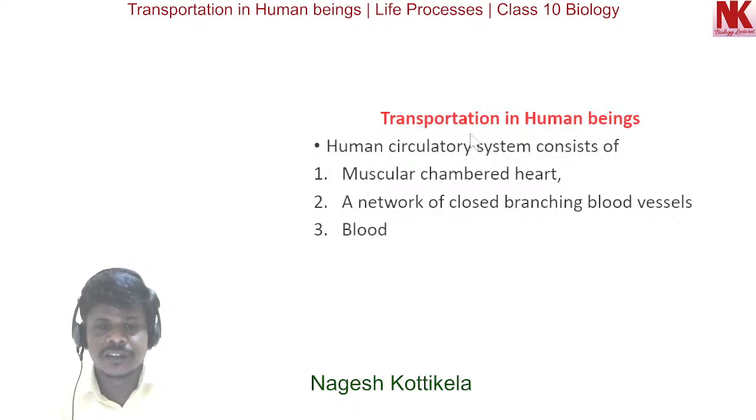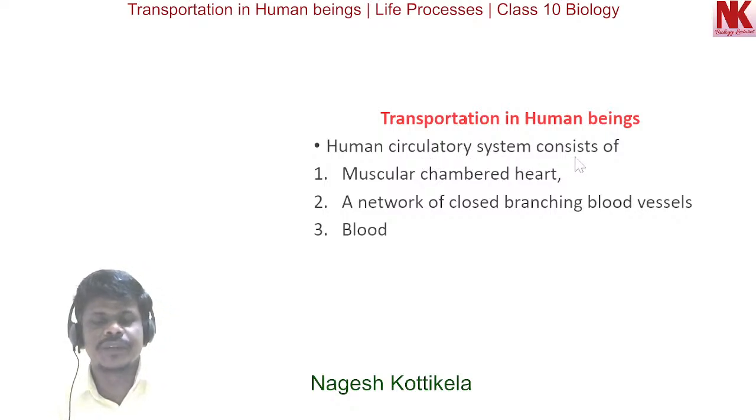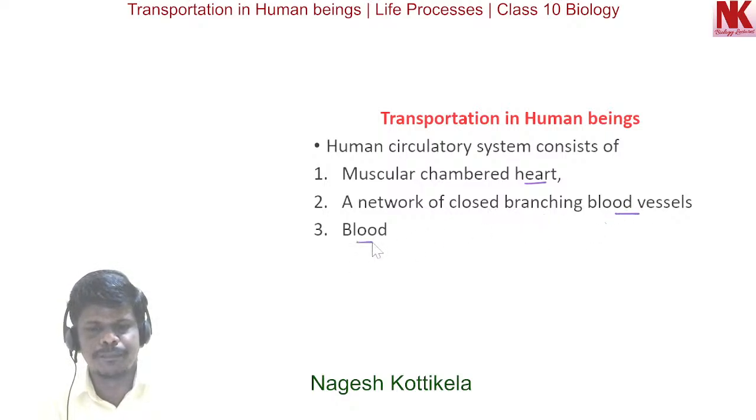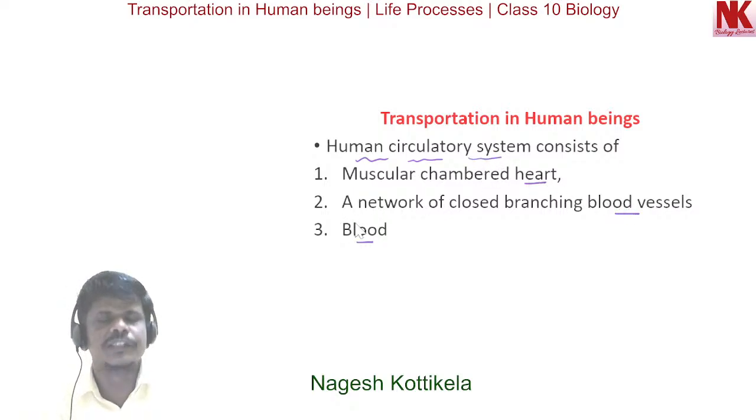Here, the human circulatory system consists of a muscular chambered heart, a network of closed branching blood vessels, and blood. So these are the components of the human circulatory system: heart, blood vessels and the blood.